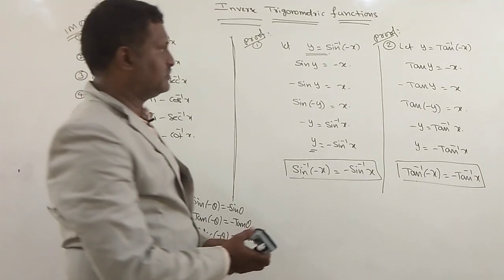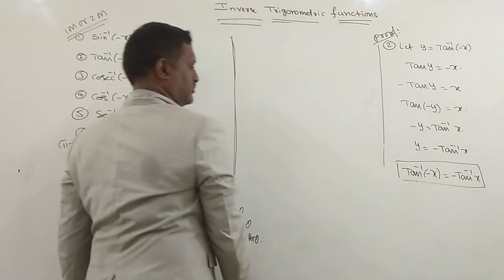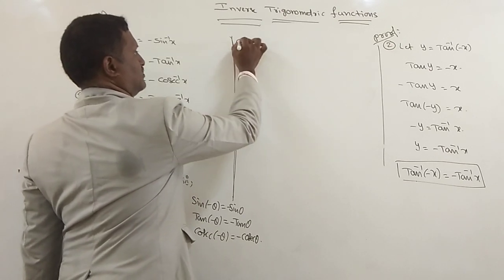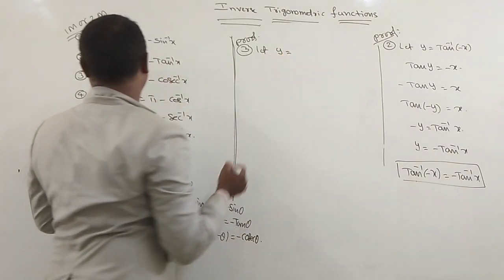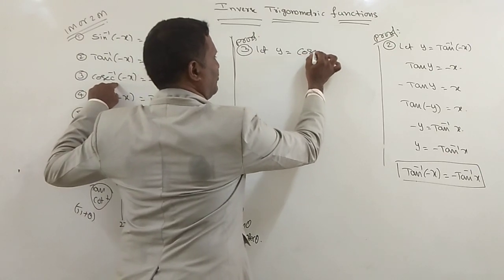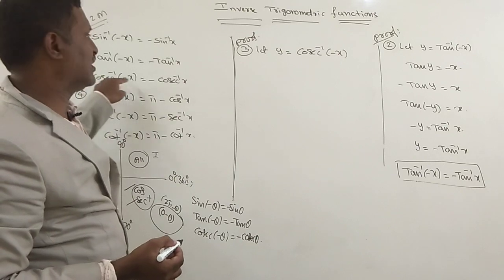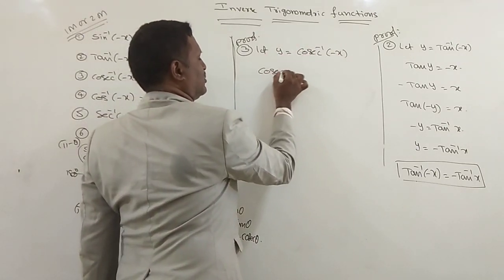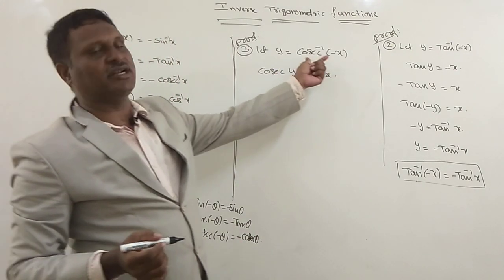Yes, next continuation, proof for the third one. Concentrate, proof of the third one. Similarly, let y be cosecant inverse of minus x. I took cosecant inverse of minus x. Y is equal to cosecant inverse of minus x. Now cosecant inverse, take to the other side, we can write cosecant y is equal to minus x.